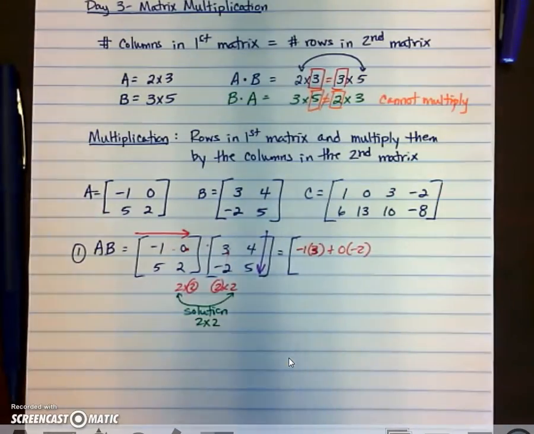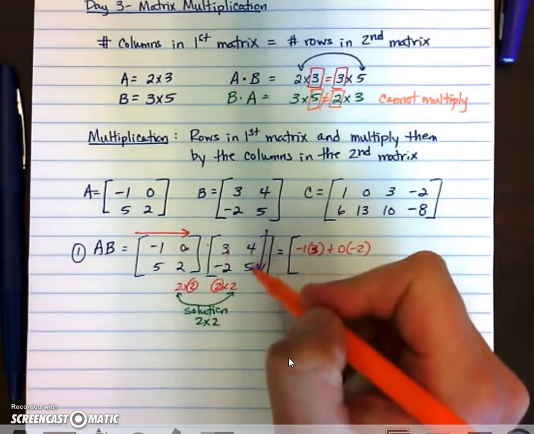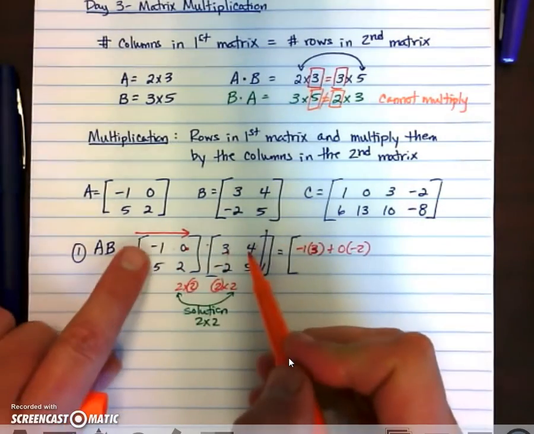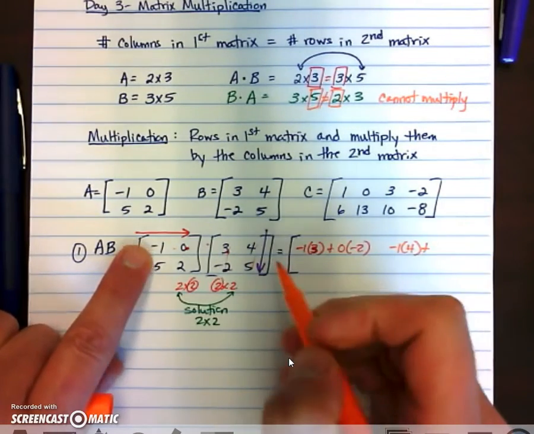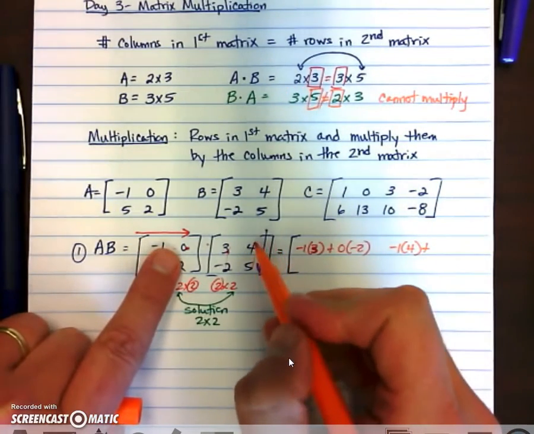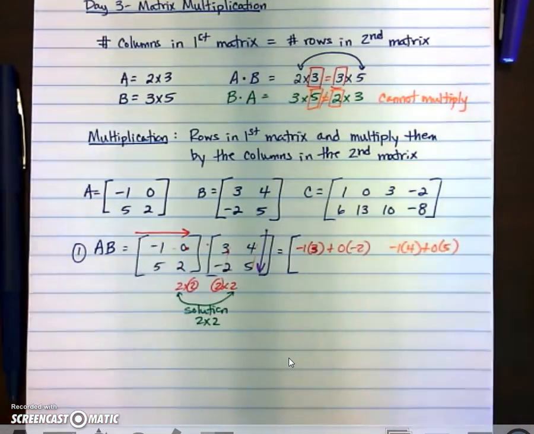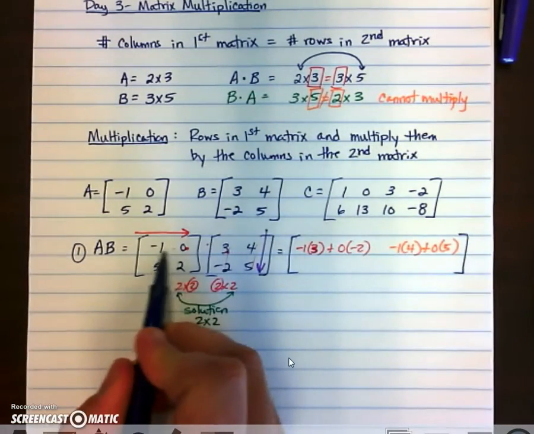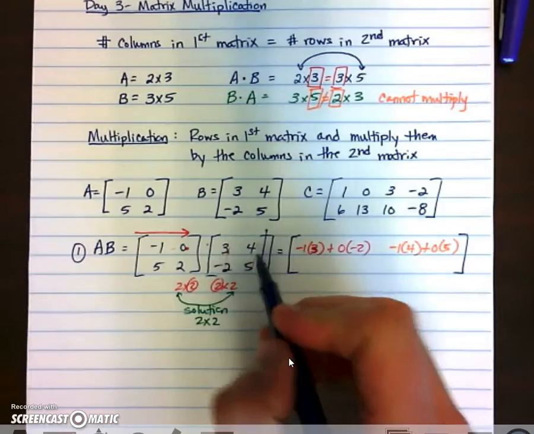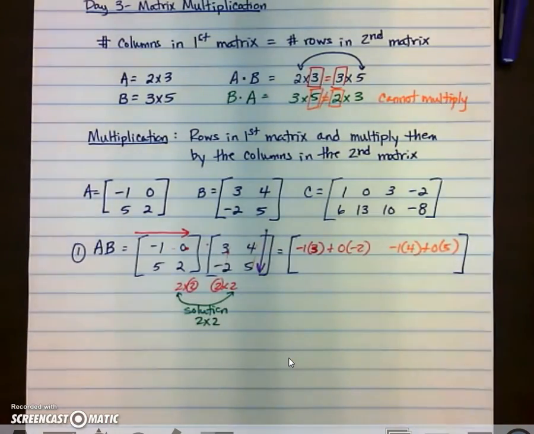Okay? Now, let's go ahead and do the second column here. So I'm still going to use row 1 here, but now I'm going to move over to the second column. So I'm going to go -1 times 4, plus I'm going to move across here to 0, and I'm going to move down here to the 5, 0 times 5. All right? Now, here again, this is row 1, this is column 2. This answer will be row 1, column 2. Okay? So let's just keep moving on here.